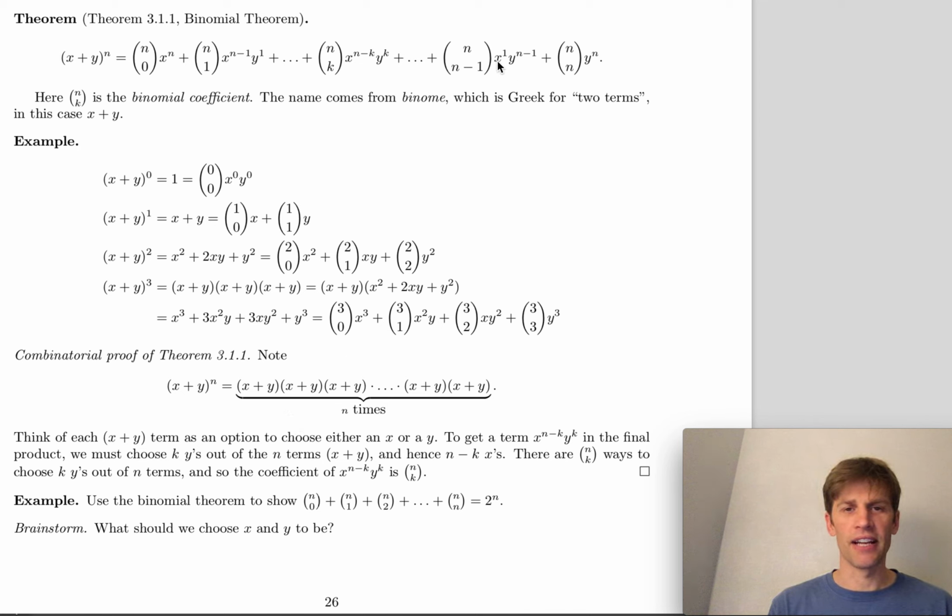How many ways could I get a term of the form x to the first power times y to the n minus first power? Well, out of these n terms, I need to choose y n minus 1 times, but from one of these terms, I can choose an x. It could either be the first term, the second term, or the last term. So the number of ways to choose n minus 1 y's out of these n terms is n choose n minus 1, or n.